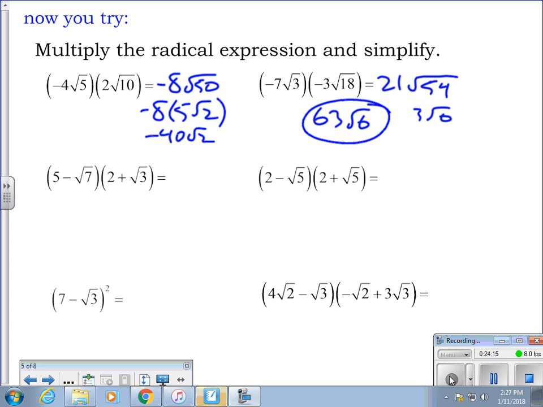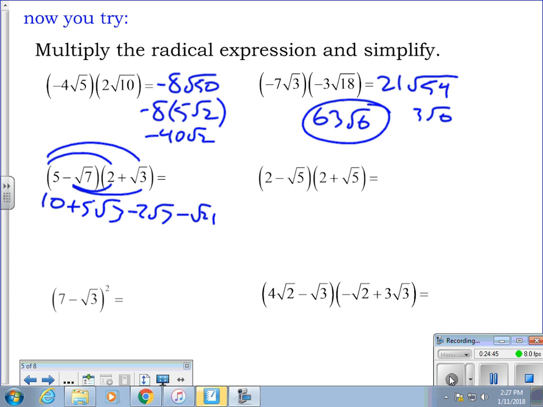I know, it's not fair. I made you do things that I didn't make you do on the first one on my examples. Get over it. Okay, FOIL it out. 2 times 5 is 10. 5 times root 3 plus 5 root 3. Root 7 times 2, -2 root 7. -root 7 times root 3 minus root 21. And that is not simplifiable. That is your answer.